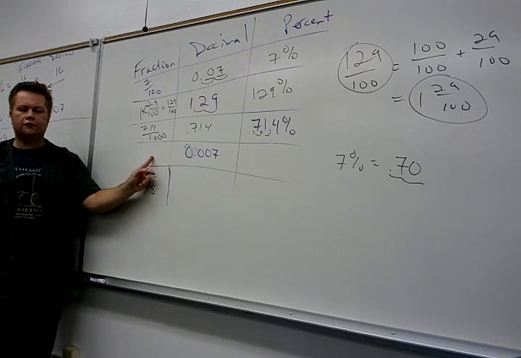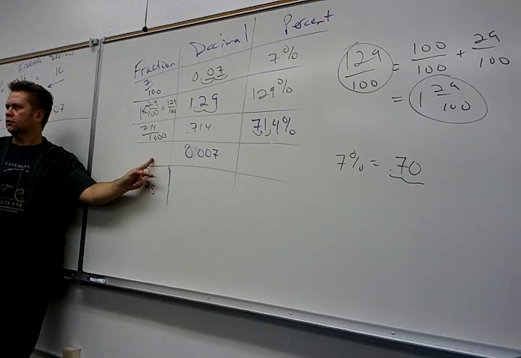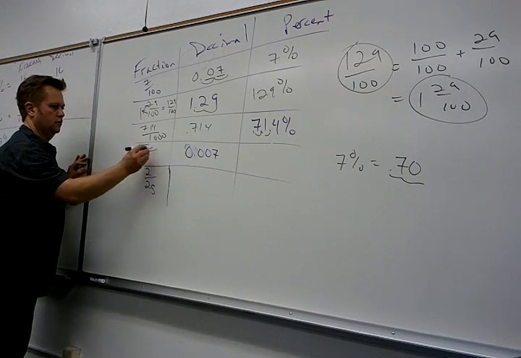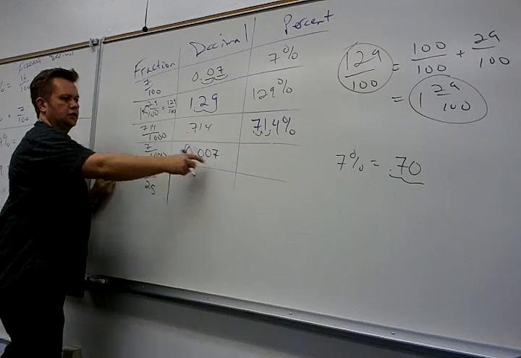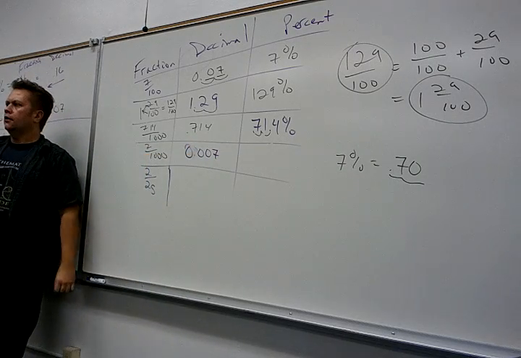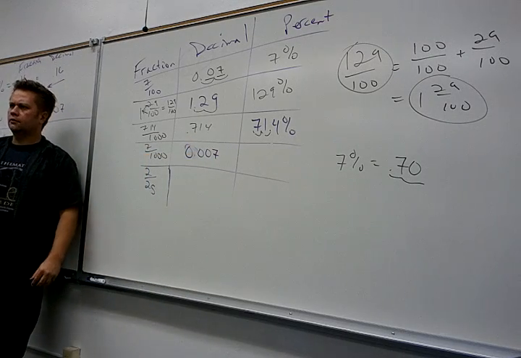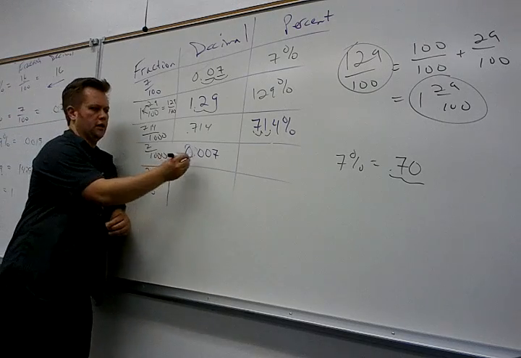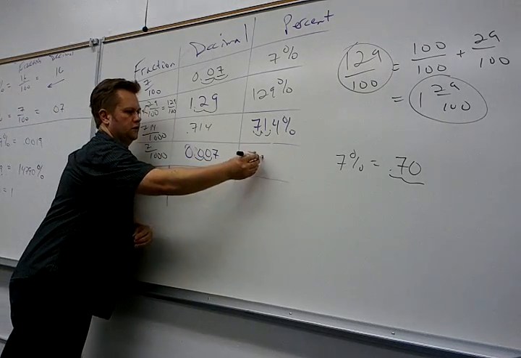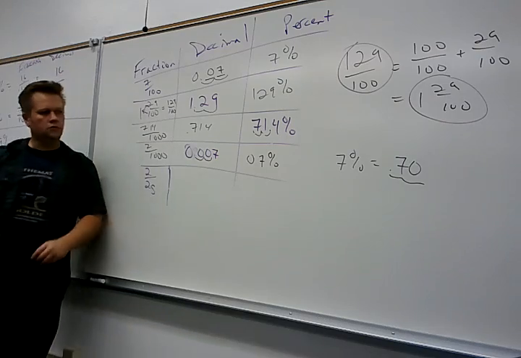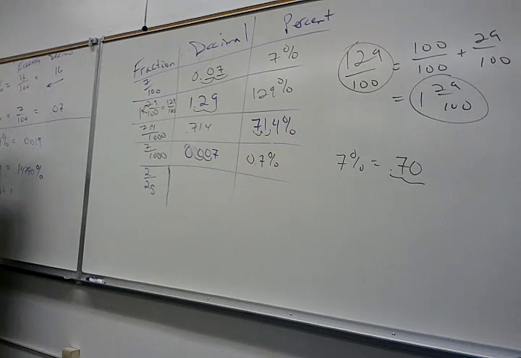What would that be as a fraction? So it's in the thousandths place, just like the one before it. What about a percent? You've got to move it once, twice, so it's just 0.7%. Cool. I like it.